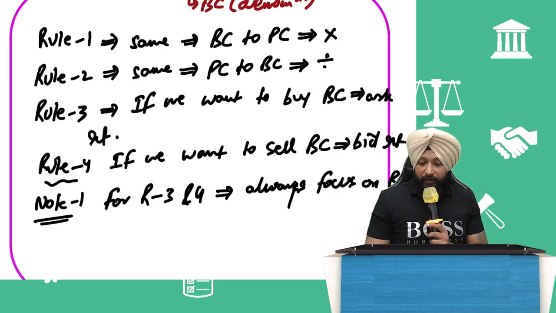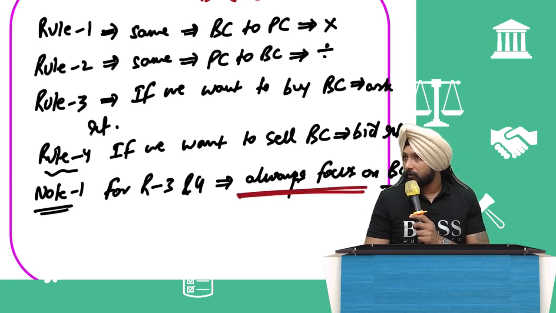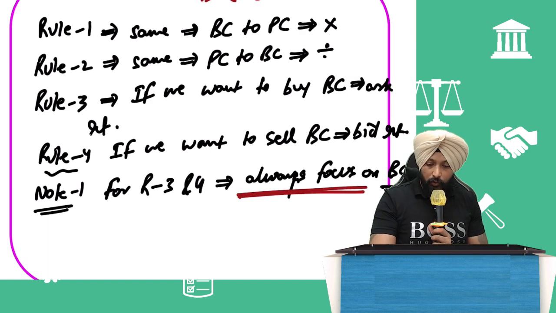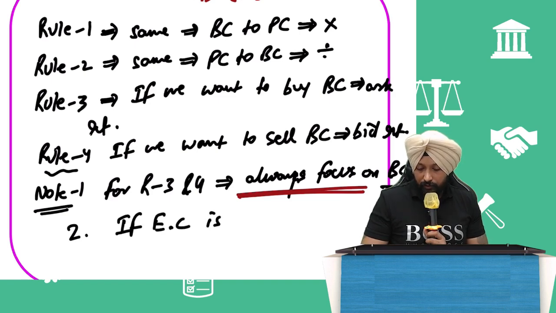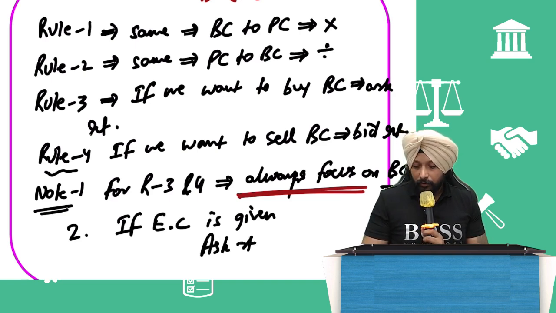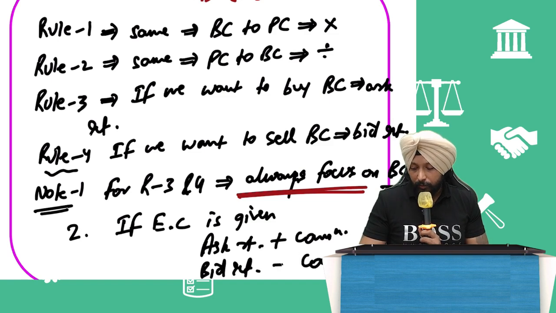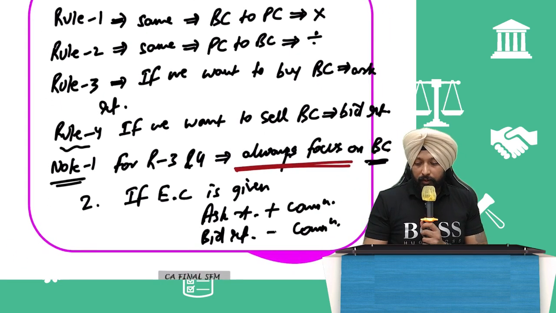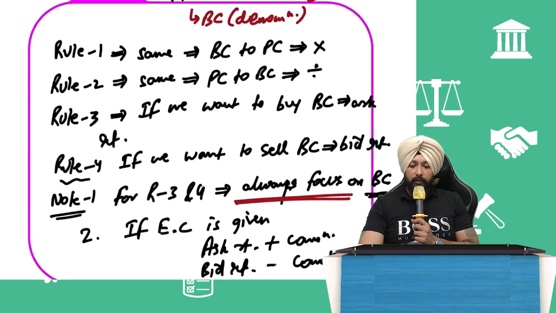So what did I say? First very important thing is that you need to always focus on base currency. Okay, and second note also you already know, but I'm still telling you again and again. If exchange commission is given, ask rate plus commission, because bank will take more from you, bid rate minus commission, because while paying you, bank will pay you less. Hello, are we now clear with everything? Okay, let's write.